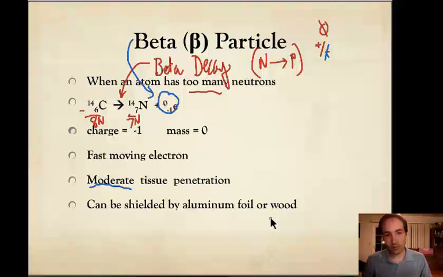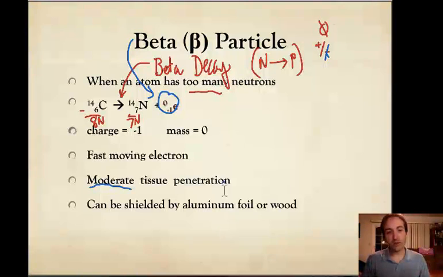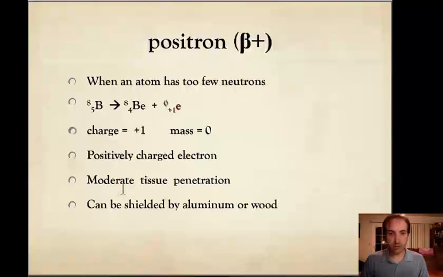But if you're only wearing clothing and you're not wrapping yourself in aluminum foil like armor or something, then this would go right through clothing. So that's beta decay. That's our first type of radiation. Now let's look at our next type of radiation.